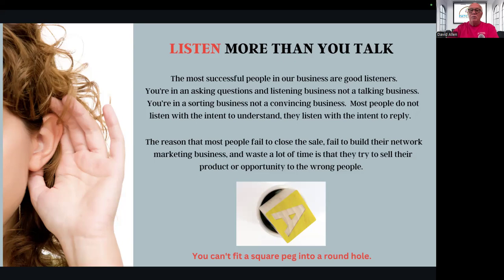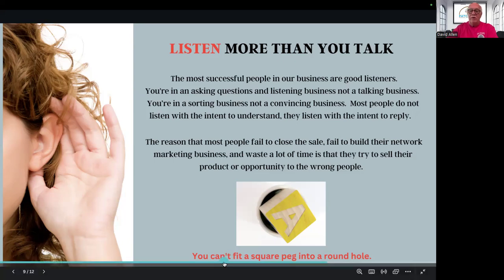And the reason that most people fail to close the sale, fail to build their network marketing business, and waste a lot of time is they're trying to sell their product or opportunity to the wrong people. Now, some of you will remember, you can't fit a square peg into a round hole.